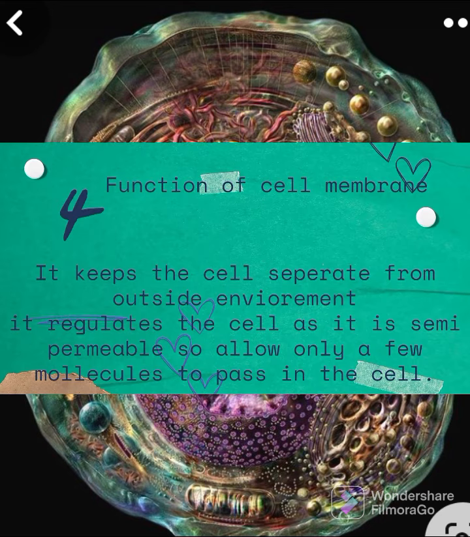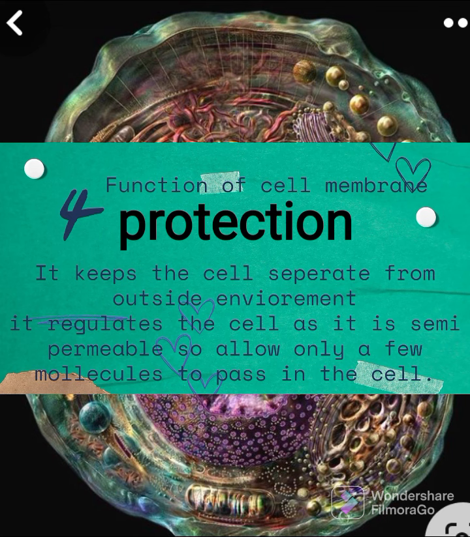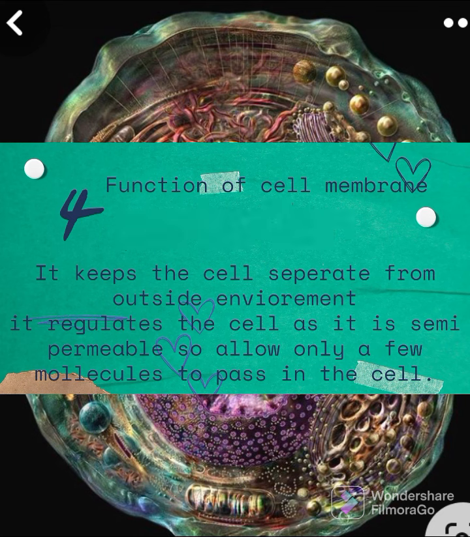Now, what is the function of the cell membrane? The first and important function of the cell membrane is protection. It means that the cell membrane protects the cell from the outside environment. It keeps the cell separate from the outside environment by protecting it.